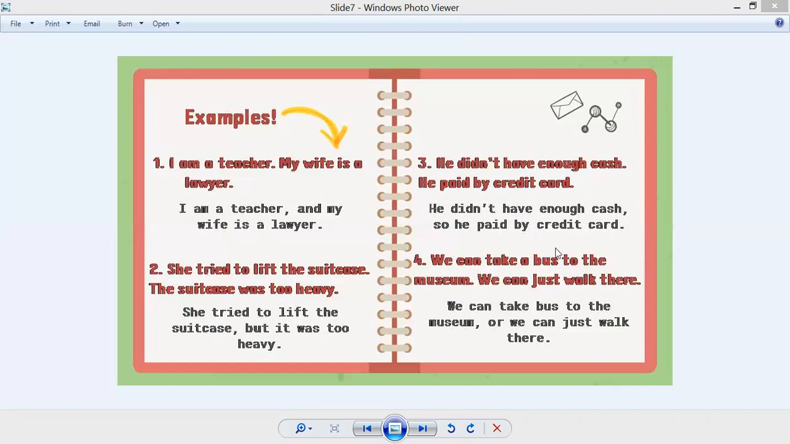Fourth one, we can take a bus to the museum, full stop, we can just walk there. Now we are going to join the entire sentence again. We can take bus to the museum or we can just walk there. Now we are showing option.